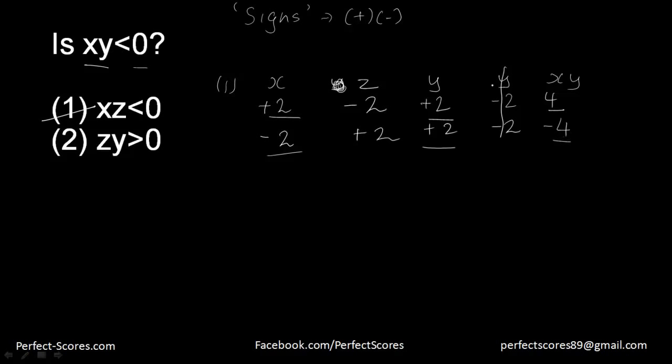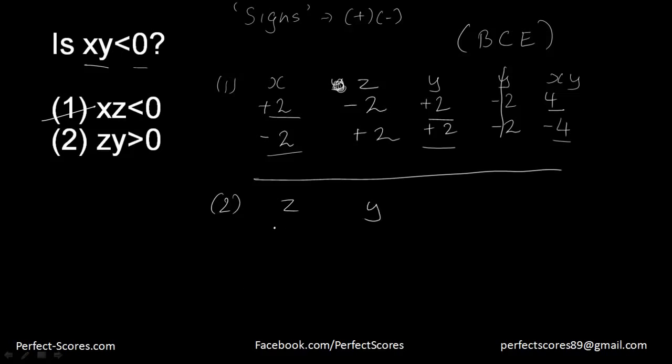That means this statement is not sufficient. My answer option would be either B, C, or E, right? So this is the ADBC approach that you'll get from the first video on data sufficiency. Second statement, again, it says z into y is greater than 0.